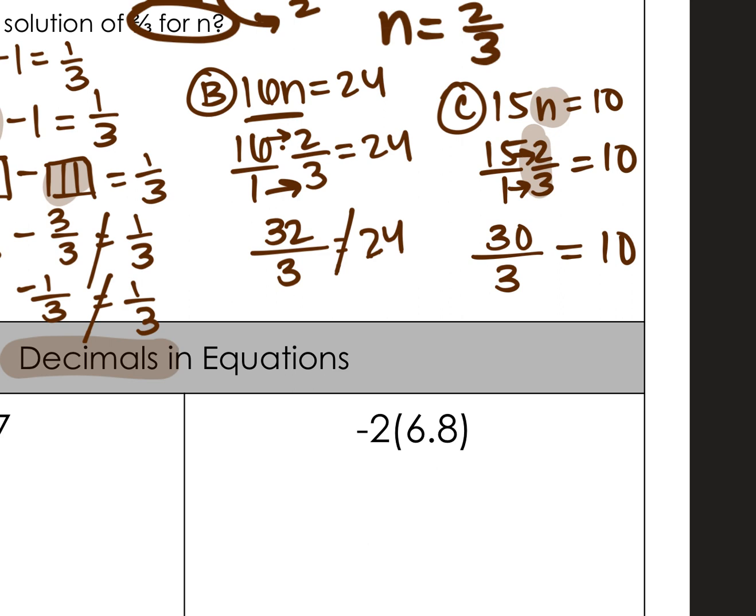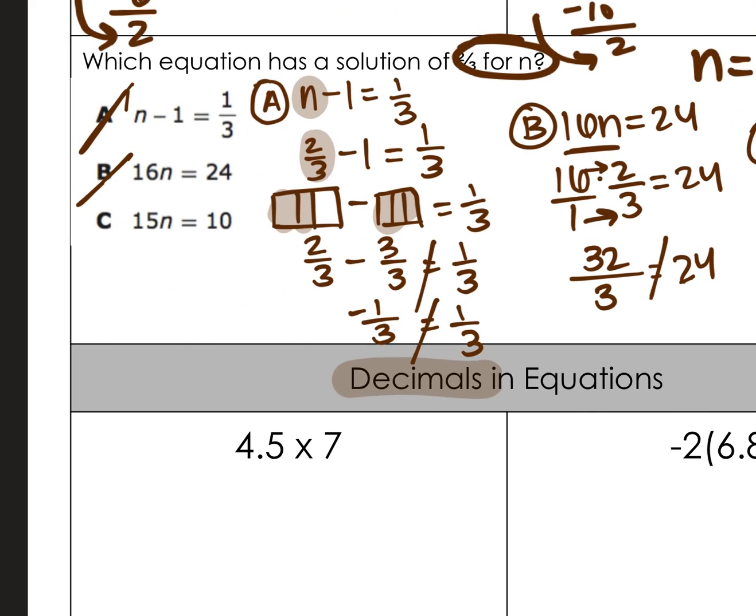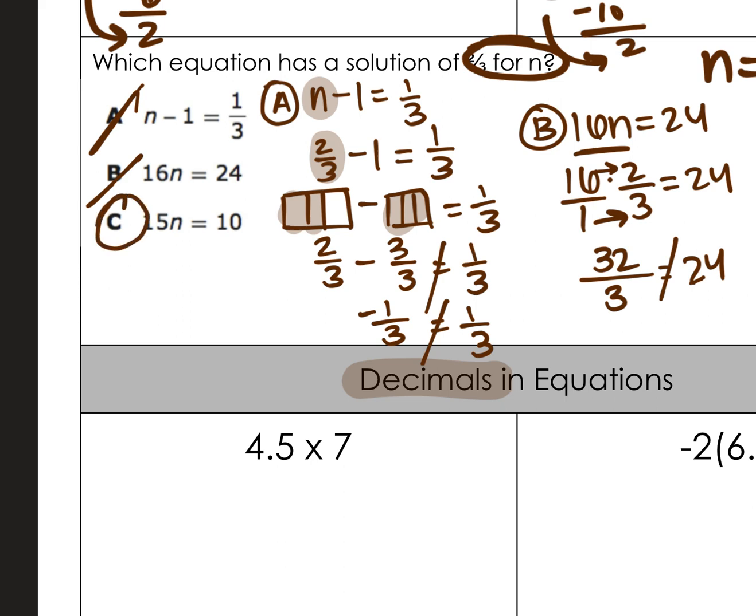Now, obviously, this doesn't look like it's correct, but remember that fractions mean division. And this is 30 divided by 3. 30 divided by 3 is 10. And is it true that 10 equals 10? Absolutely. So we can go ahead and mark C as the correct answer.